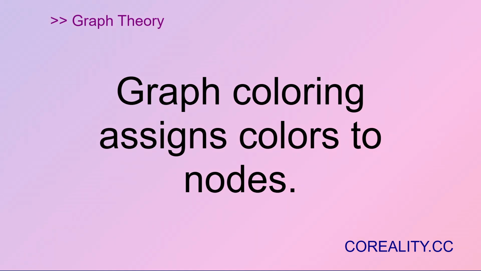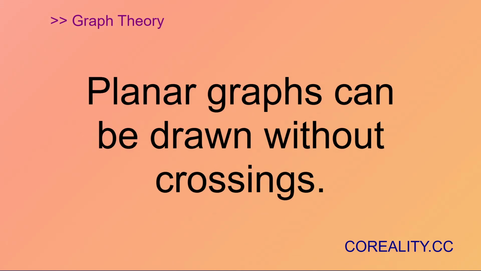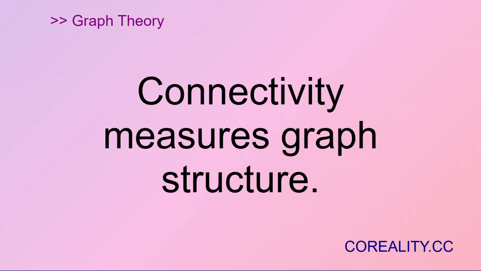Graph coloring assigns colors to nodes. Graph traversal includes BFS and DFS. Planar graphs can be drawn without crossings. Connectivity measures graph structure.